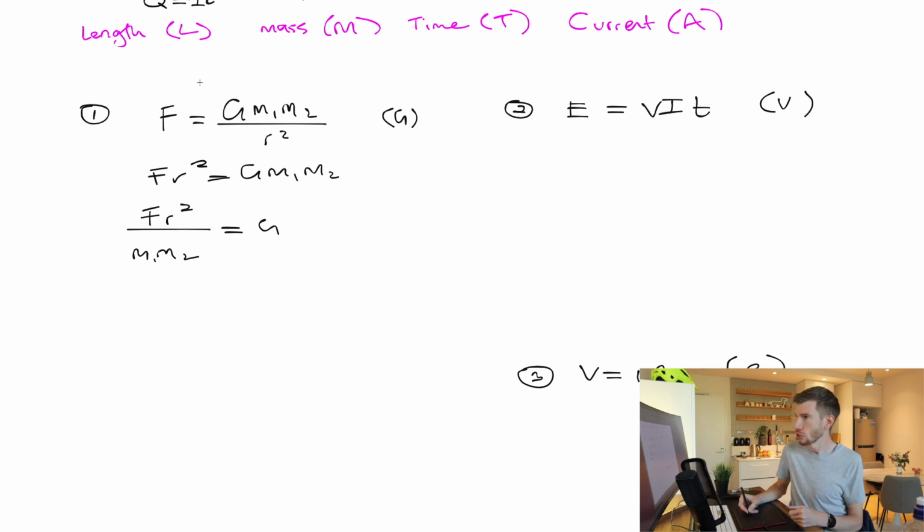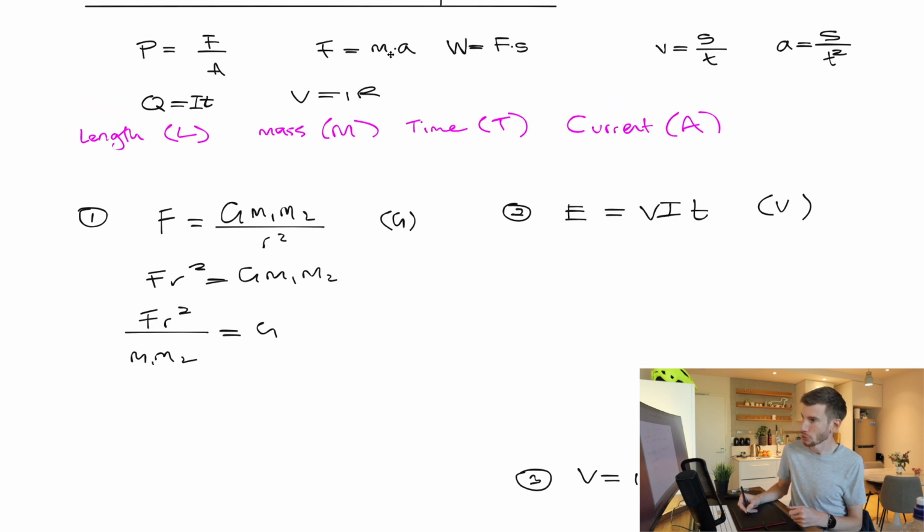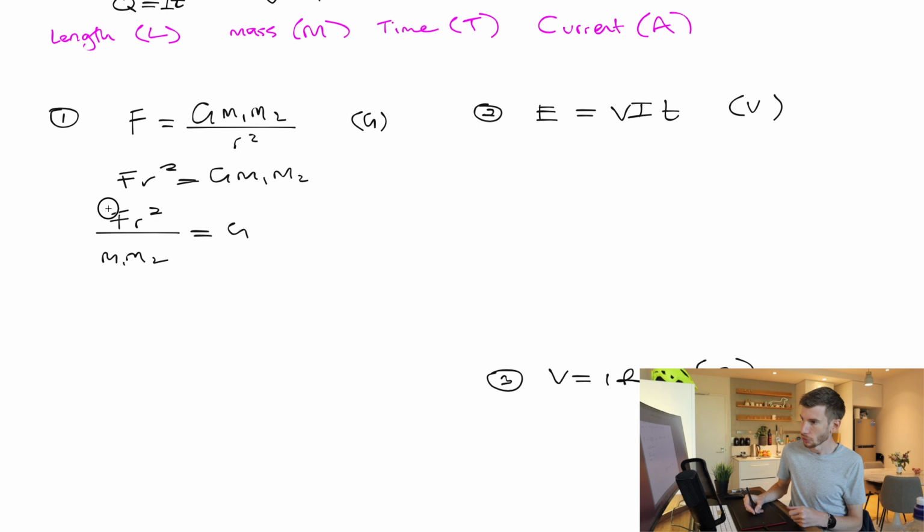So what we're going to do is use the second formula, force equals mass times acceleration. So we're going to replace this with mass times acceleration. I like to just do it in terms of the actual variables in the equation first and not the dimensions. And then I'll get mass times acceleration times R squared over M1 M2 is equal to G.